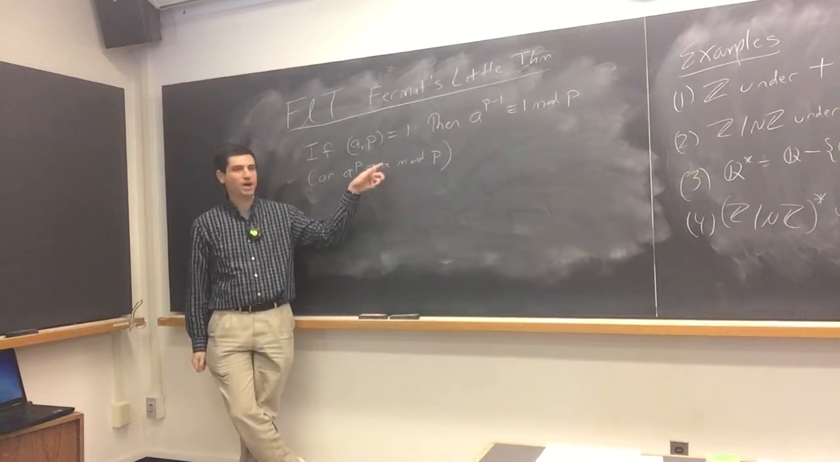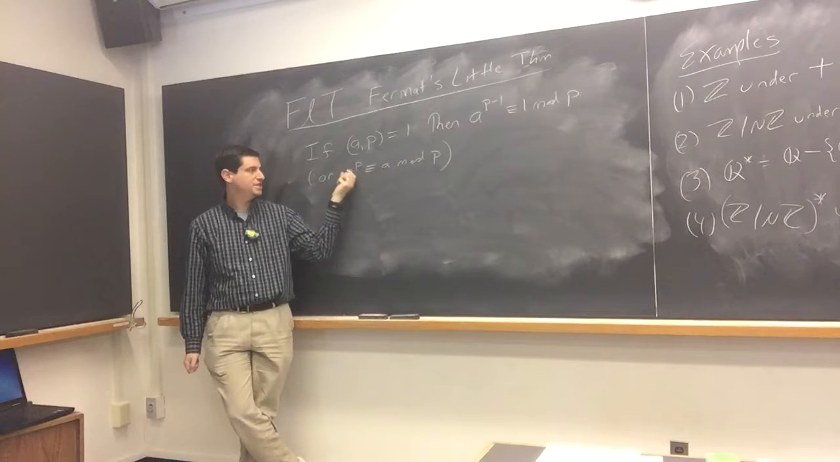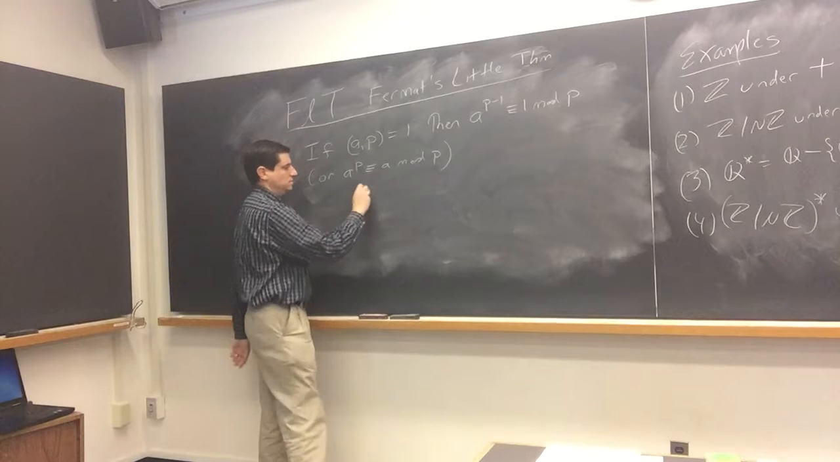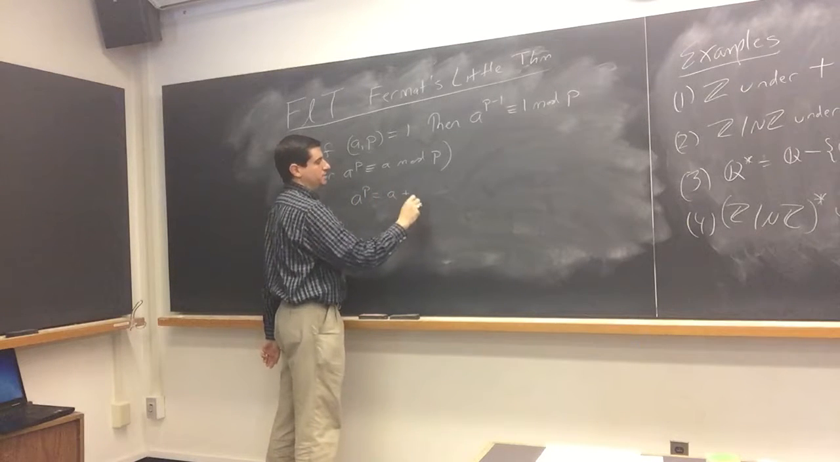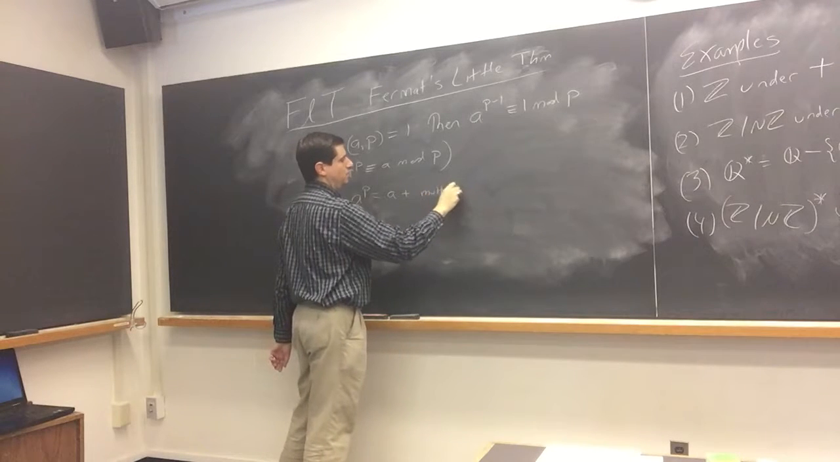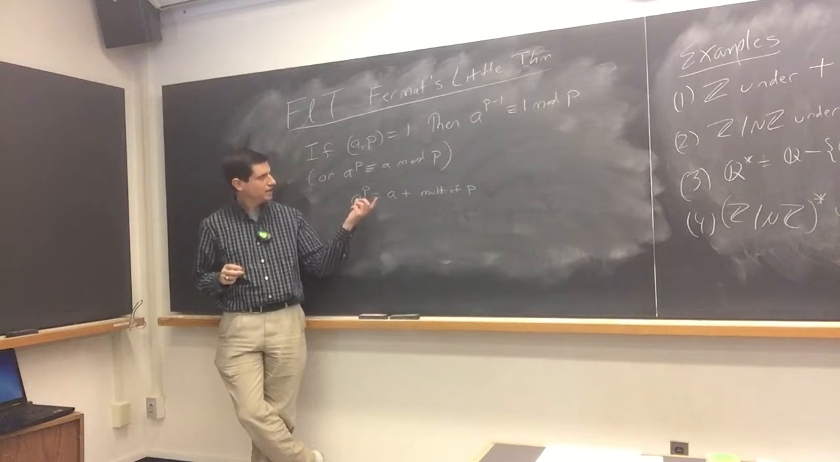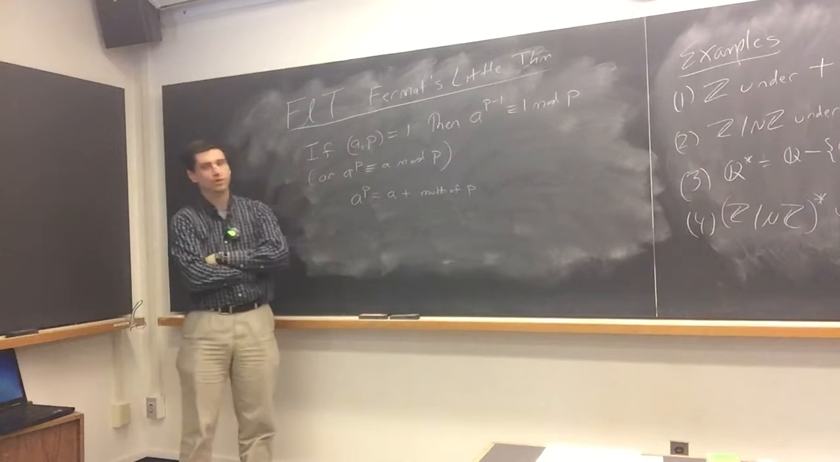Because A is relatively prime to P, I could divide both sides of this by A. This says that A to the P equals A plus, let's see, some multiple of P. So can I go from this to A to the P minus 1 is congruent to 1?